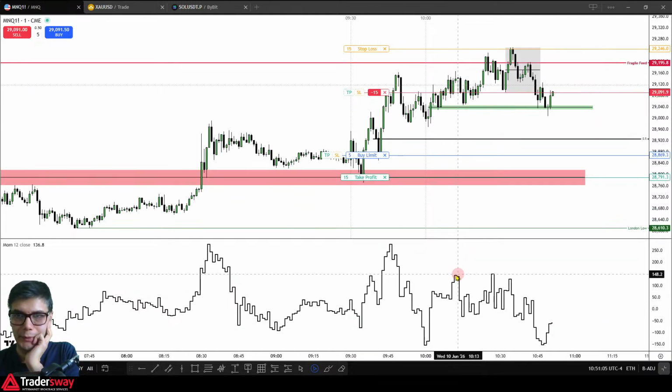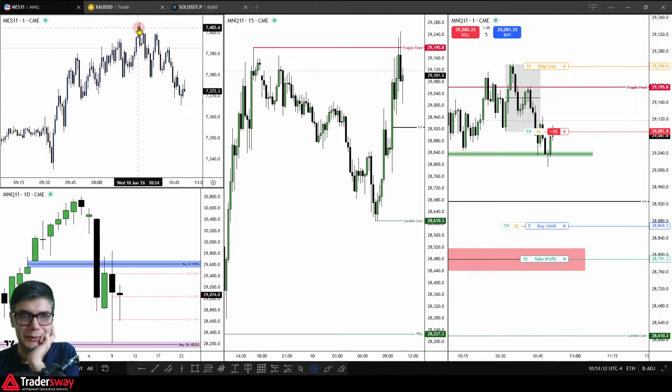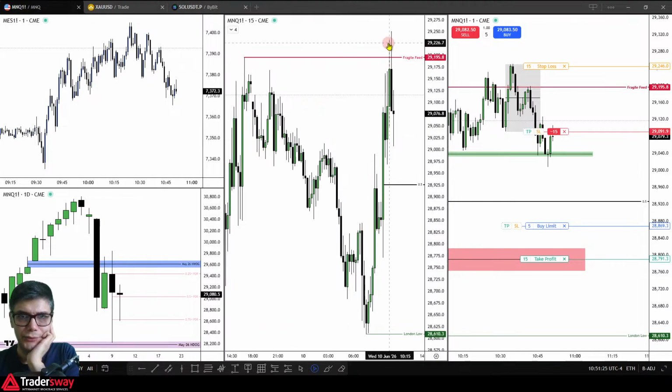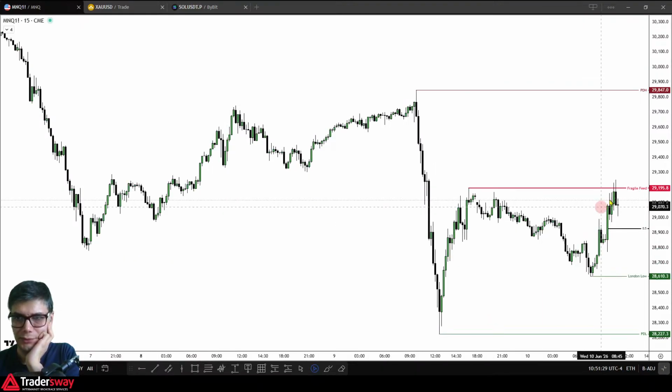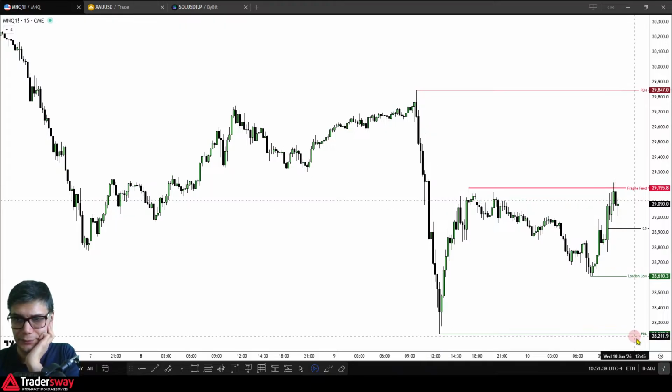Let's look at momentum. I'm going to look at ES. It wicked above this high twice. The wicks are kind of big. Let me extend this. That's the same VWAP that I mentioned. Is it gonna be a bull trap? Let's see.